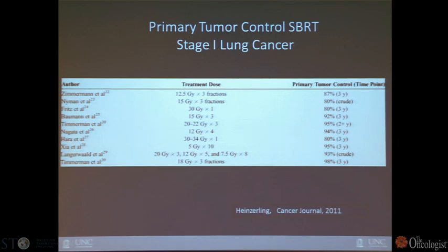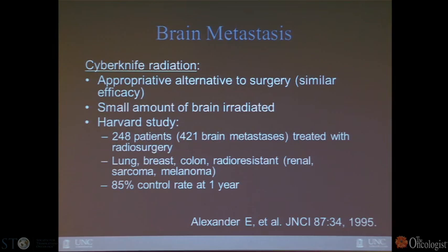And if you look not at oligometastatic disease, but at lung cancer, one sees that after a variety of stereotactic approaches from a variety of institutions, one can at least get control in the primary site in the range of 80 to 90%. So we do have some fairly good data saying that this approach certainly can be effective in controlling the local disease.